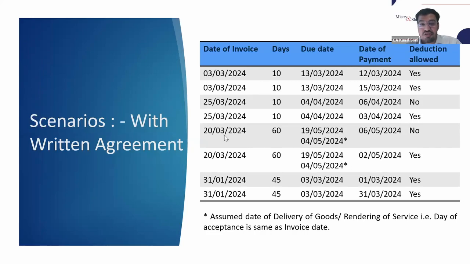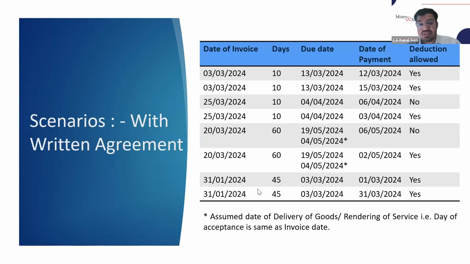Date of invoice is 20th March. In the agreement, 60 days are mentioned, so the actual due date comes to 19th May. However, for MSME, it is a maximum of 45 days. So as per MSME, we need to make the payment by 4th May anyhow. We actually made it on 6th May. In that case, it won't be allowed, even though it is well within the actual payment terms mentioned. In the same scenario, if payment was made on 2nd May, as it is before 4th May, it would be allowed.